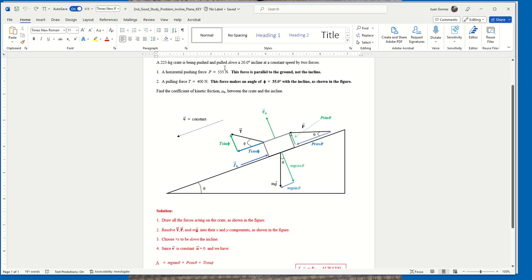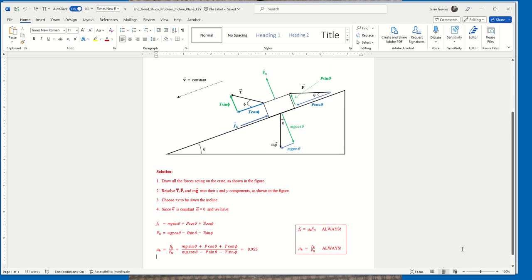You know the mass of the crate. You know the angle theta. You know the angle phi. You know P. You know T. Obviously, g is 9.8 meters per second squared. You know m. So you know all the values. Plug it in, and you get 0.955. Remember, coefficient, no units. But less than 1, that just means, hey, there's a great deal of friction between the crate and the incline. But who cares? As long as it's less than 1, we're fine.